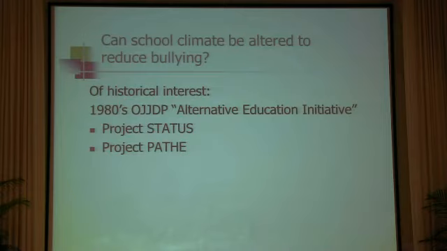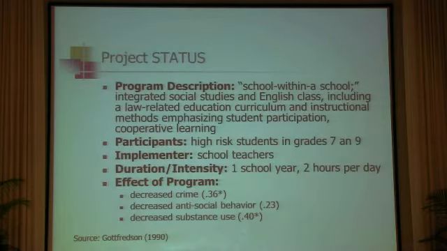So in the 1980s, OJJDP funded tests of 16 different ideas about how to intervene in schools to reduce delinquent behavior. And 2 of the ideas that they tested were efforts to change those same aspects of school climate that we've been talking about. So I'll tell you about these 2 models, but first it's important to note that the methods used in these early studies don't meet the high standards of evidence that we require today. But the studies nevertheless provide support for interesting ideas that could be revisited and tested more rigorously today. So Project Status.